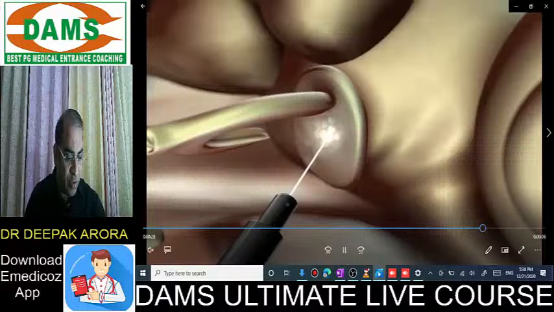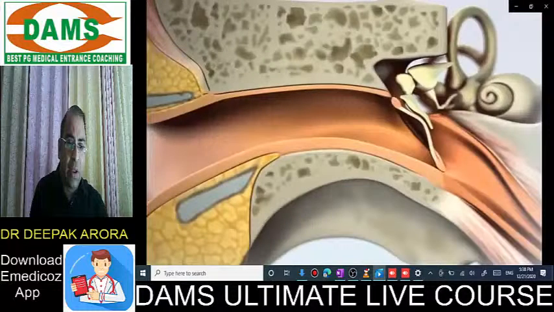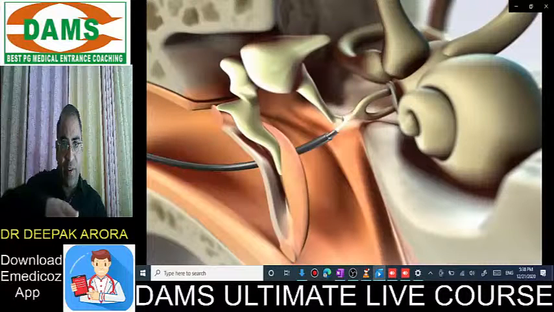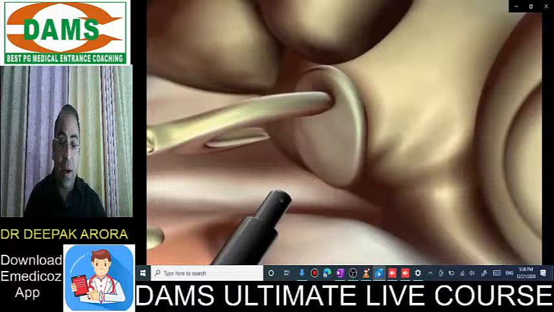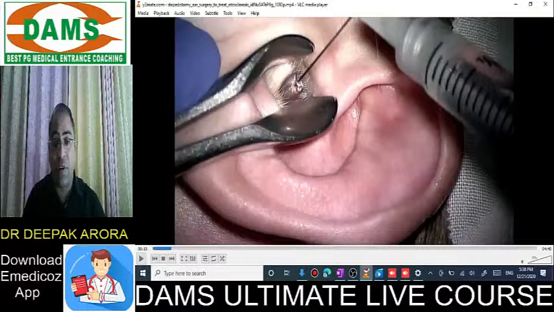So this is the first. I am showing you the animation. Just try to learn. Again, I am showing you the same image via the endaural approach, via the external auditory canal, raising the flap, Rosen incision. We are removing the stapes. After removing the stapes or sclerotic foci, we have to keep the prosthesis, which is commonly made up of Teflon.